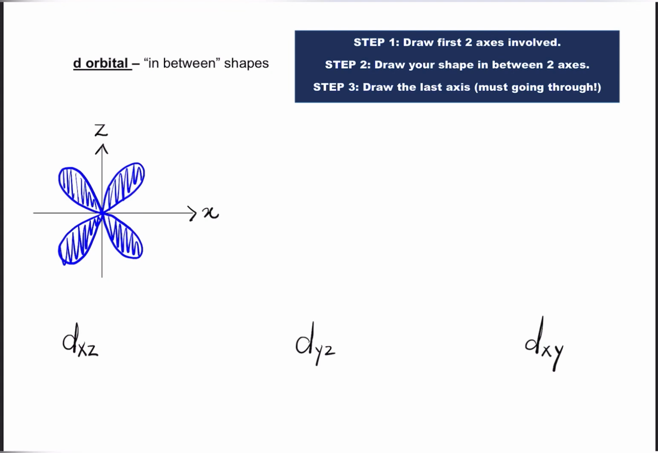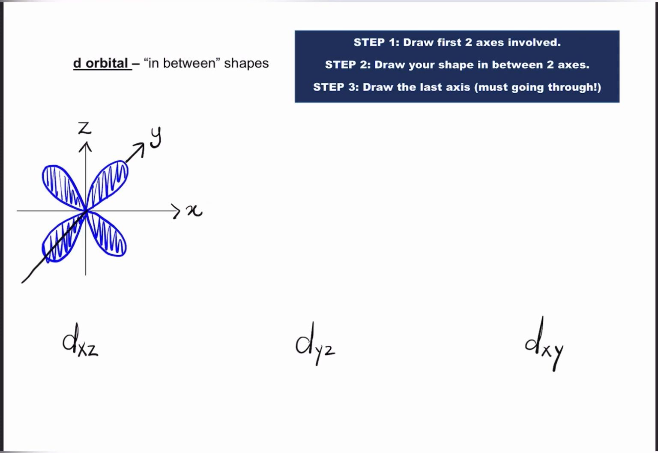Next, we have one last step. You have to draw the last axis. Dalam case ini adalah y-axis. So I'm going to make sure y-axis must going through. So what does it mean by going through? One side dia akan berada di depan, and another one side dia akan berada di belakang. So in order to draw that, I'm going to show you it's coming from the front and goes to the back. So this is my y-axis going through the center of nucleus.